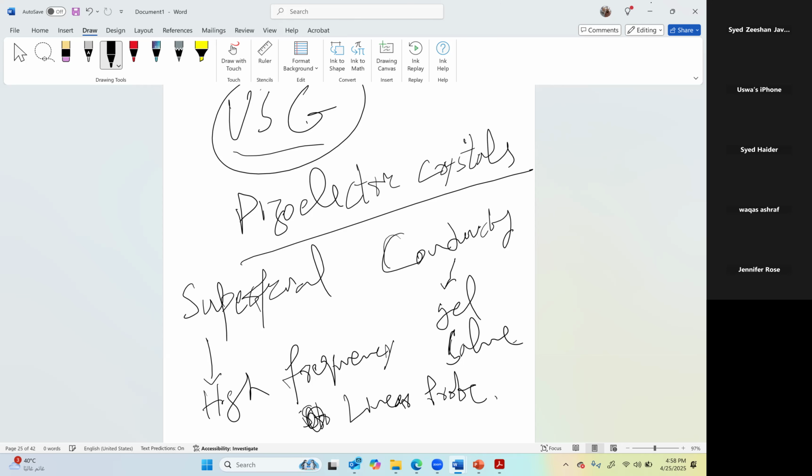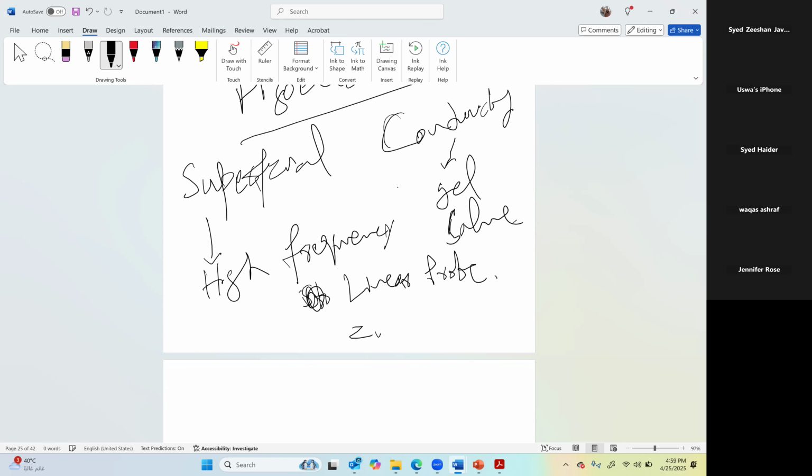Sir, please repeat this principle. There are piezoelectric crystals, sound waves, high frequency sound waves. Actually, usually the sound waves which we can hear are up to 20 to 20,000 hertz. Okay. So this is in megahertz.